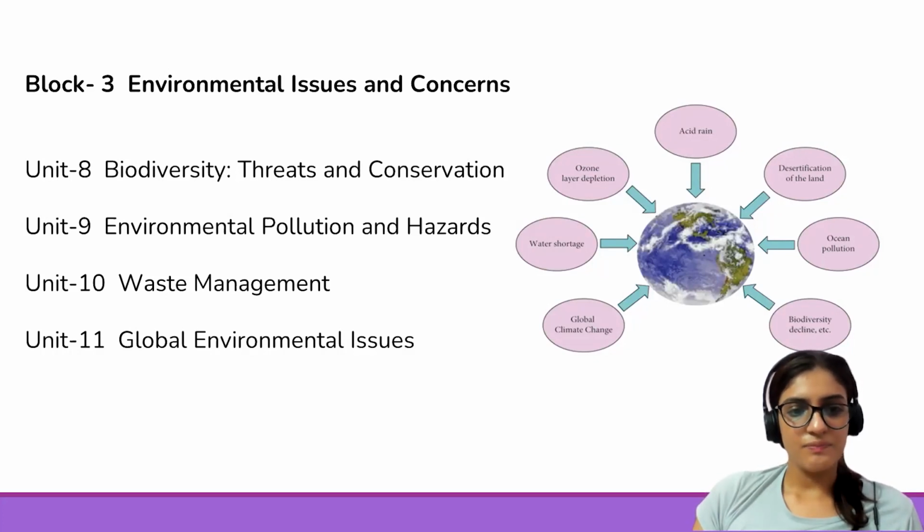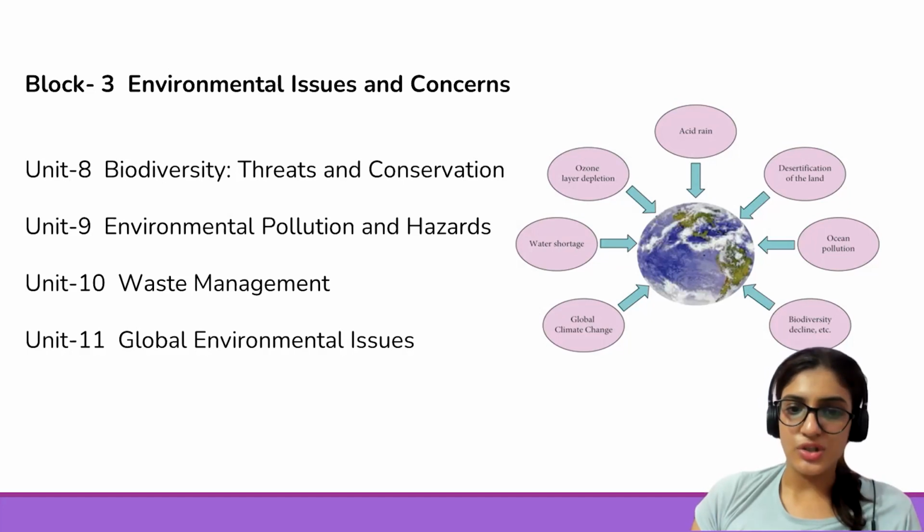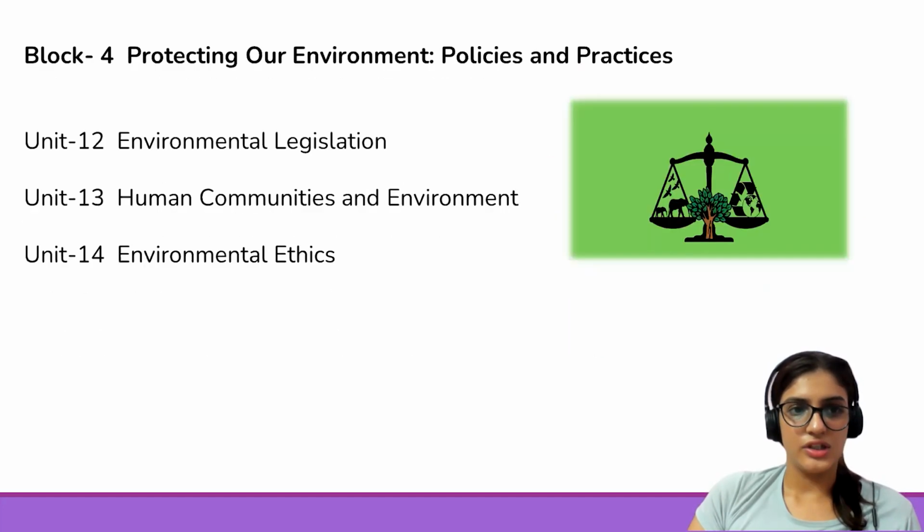In Unit 11, global environmental issues, we are going to study the issues that are affecting the environment and humanity on a global level, like global warming, climate change, and ozone depletion, etc. The last block is block 4, and it has 3 units. Unit 12 is environmental legislation. Unit 13 is human communities and environment. Unit 14 is environmental ethics.